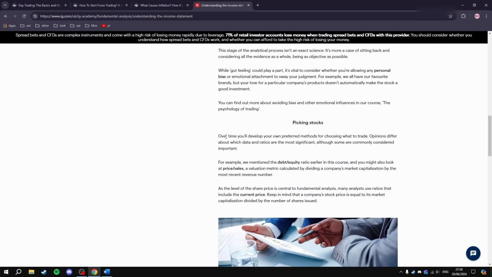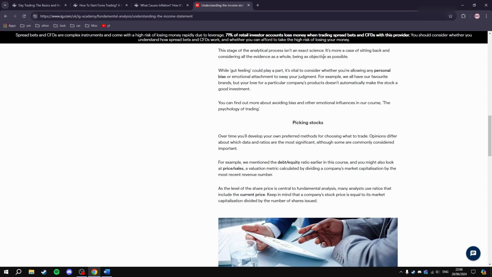This stage of the analytical process isn't an exact science. It's more of a case of sitting back and considering all the evidence as a whole, being as objective as possible. While gut feeling could play a part, it's vital to consider whether you're allowing any personal bias or emotional attachment to sway your judgment.